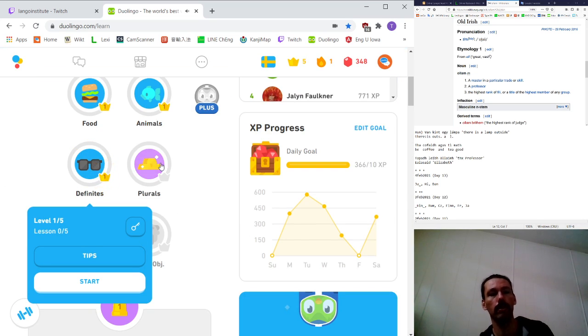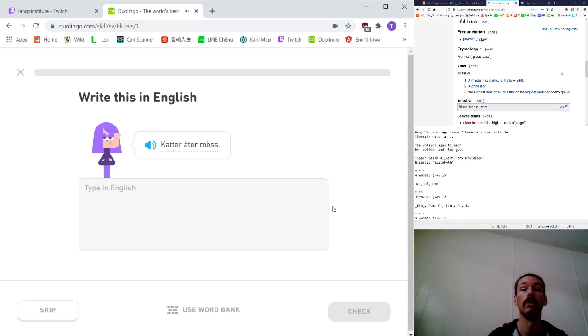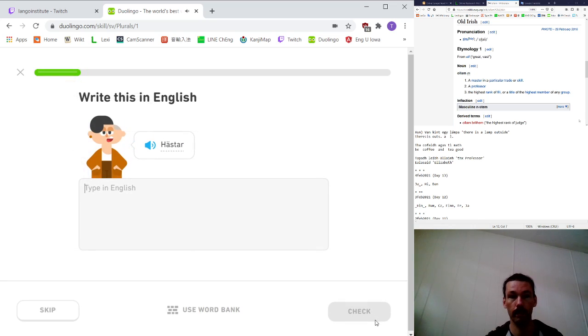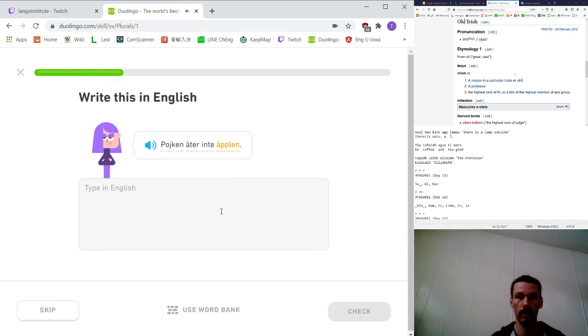A new topic, plurals, lovely. Yes, gotta use those plurals. Katter äter möss. So generally it's going to be an R suffix added to the noun. The cats, rather, eat mice, is my guess. Möss. Hästar. Pojken äter inte äpplen.